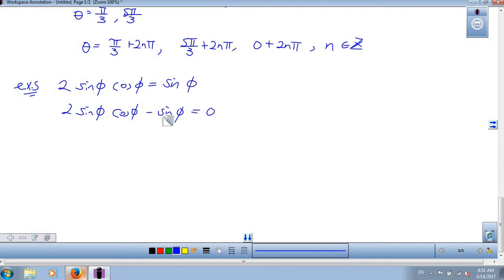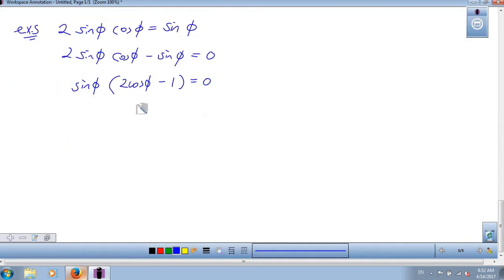Okay, let's move sine phi over to the other side. Now here we can actually factor out the sine phi. So it becomes sine phi times 2 cosine phi minus 1 equal to 0. So now this is more approachable. This is just factoring, right?